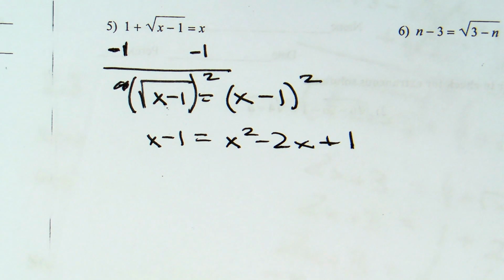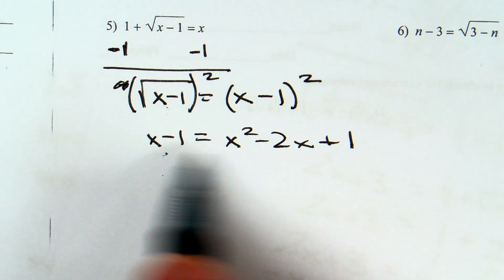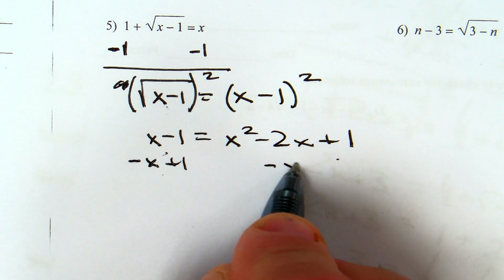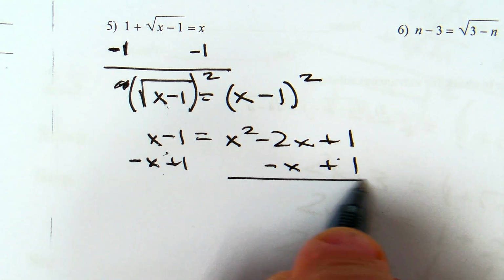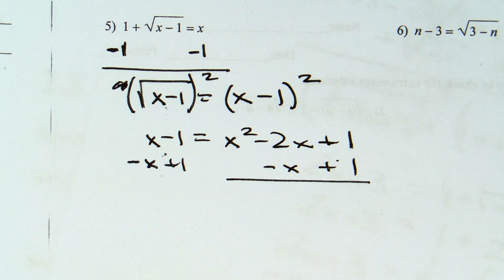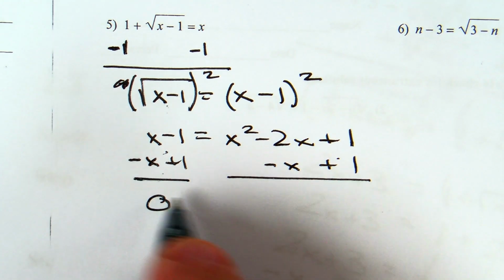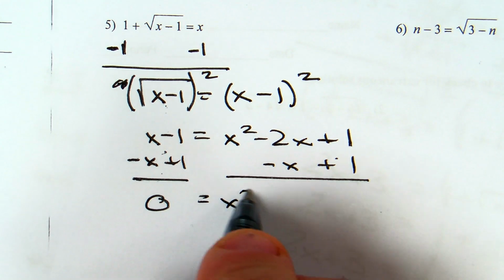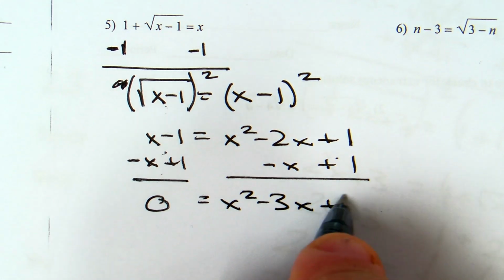Everybody good with that idea? When you square a binomial. I'm then going to move everything here over to there. So I'm going to minus x and add 1. My left-hand side, because everything cancels, is going to be 0. My right-hand side is x squared minus 3x plus 2.